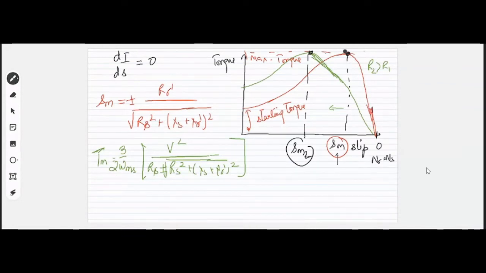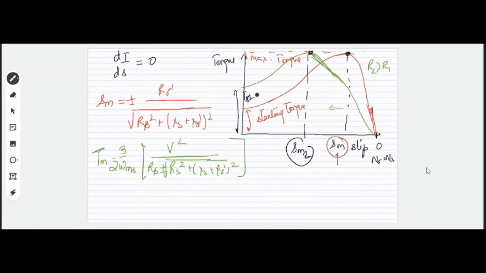But the slip at which maximum torque occurs is going to change with the change in rotor resistance. Also, there will be a change in the starting torque. So in case we have a slip ring motor, but the torque generated by that motor is not sufficient to start the load, we can add external resistance to it so that we can get a higher starting torque. Is this clear?